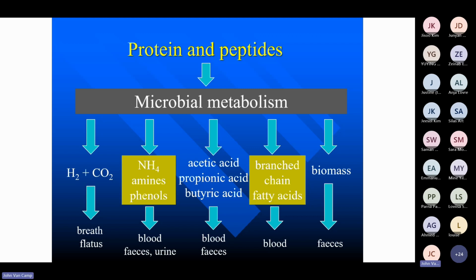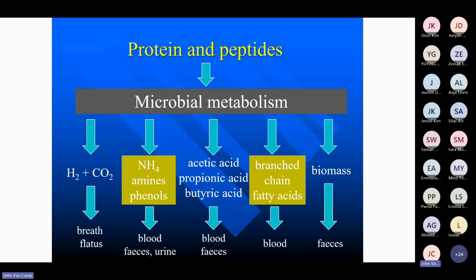So if we have microbial metabolism of protein, you can have again the formation of hydrogen gas and CO2. They can go to the breath and the flatus. You can have the free fatty acids in the same way, go to the blood and the fecal material. And you have the biomass, which can go to the fecal material. But in addition to that, there are two routes which are a little bit specific for proteins and peptides. And you will not find them with the carbohydrates, but you can mainly find it for proteins and peptides.